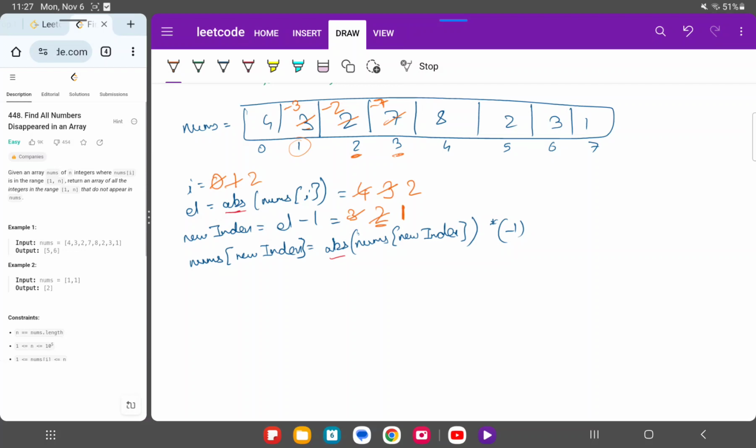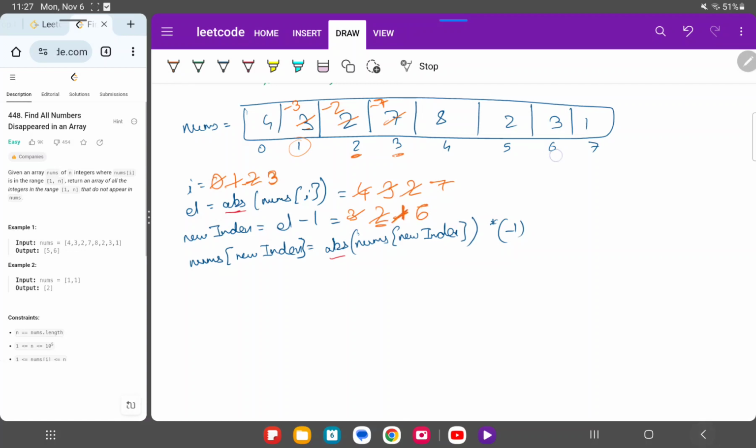So next we move on to when i equals 3. When i equals 3, the element value becomes -7. However, we're talking about the absolute value of the element. So the absolute value of nums[i] becomes the absolute value of -7, which is 7. So the new index is 7 minus 1, which is 6.